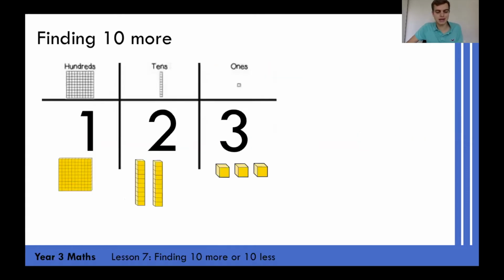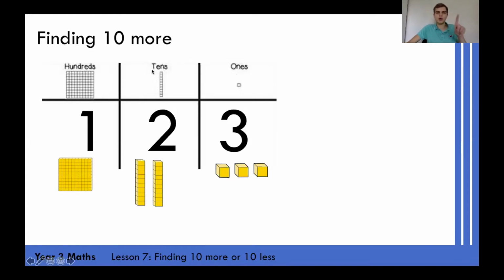So, finding 10 more. Today, we're going to use all different ways that we can represent numbers. We're going to use Dienes, place value counters, and we're going to use 3-digit numbers abstractly as well. Here, I've got the number 123, and I've made it out of Dienes. I know 123 has got 100, 2 tens, and 3 ones. I want to find 10 more than this number. So all I'm going to look at is my tens column, because I'm not finding 100 more, I'm not finding 1 more, I'm finding 10 more.